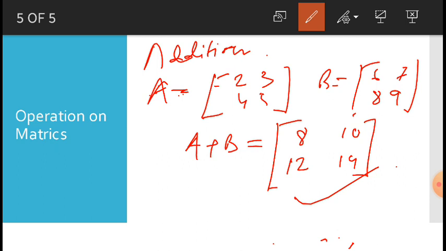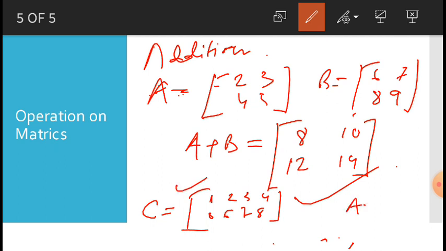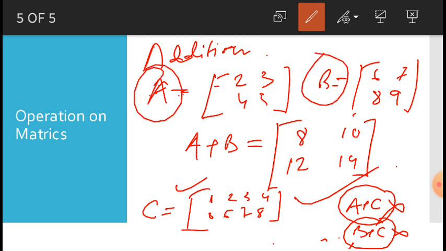matrix addition will happen only if the number of rows and columns are the same in both matrices. Otherwise you cannot add them. If C is like this, 1 2 3 4 and 5 6 7 8, then you cannot add it. A plus C is not possible here, and B plus C is also not possible, because the order of A and C is not the same. If the order of matrices A and B is the same, then we can add those matrices.